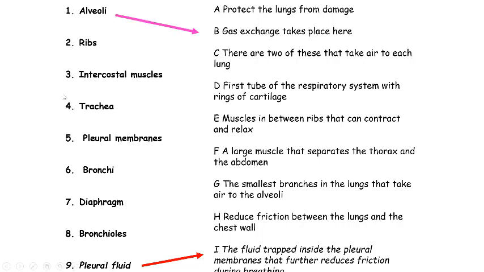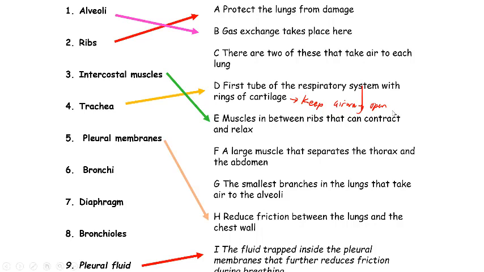So here we go. The alveoli is where gas exchange takes place. Ribs protect the lungs. Intercostal muscles are muscles in between the ribs that contract and relax. Trachea is the first tube of the respiratory system, contains rings of cartilage. The cartilage is to just keep the airway open. The pleural membranes reduce friction between the lungs and the chest wall. The bronchi, there's two of these that take air to each lung. The diaphragm is a large muscle that separates the thorax and abdomen. And the bronchioles are the smallest branches in the lungs that take air to the alveoli.